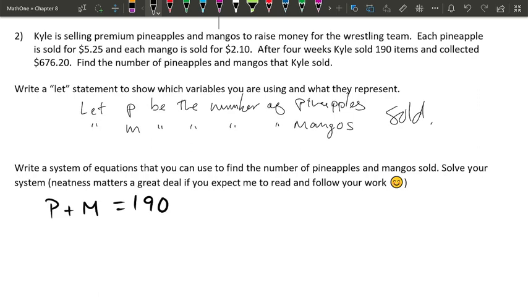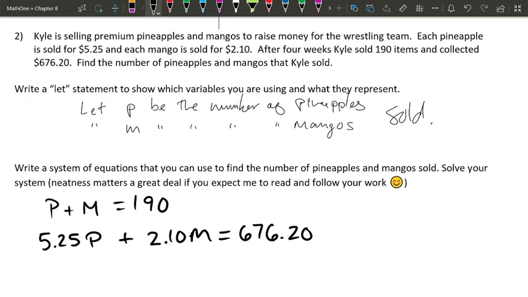The other equation that I could write involves money, cash, right? Every single pineapple sold is worth $5.25 towards this total. So I can say $5.25 times each pineapple plus, and the mangoes are $2.10 times each mango is a total of $676.20. Okay, sounds great. Now let's solve this system, right?